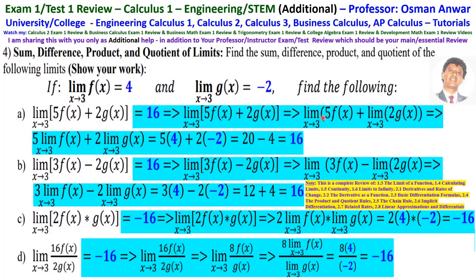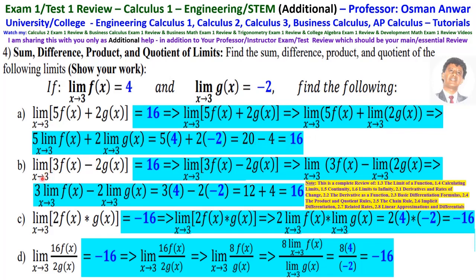x, and this is equal to the limit as x approaches 3 of 5f of x plus the limit as x approaches 3 of 2g of x, which is 5 times the limit as x approaches 3 of f of x plus 2 times the limit as x approaches 3 of g of x. But we know the limit as x approaches 3 of f of x is 4, and the limit as x approaches 3 of g of x is minus 2. That means this is 5 times 4 plus 2 times minus 2, which is 20 minus 4 equals 16.